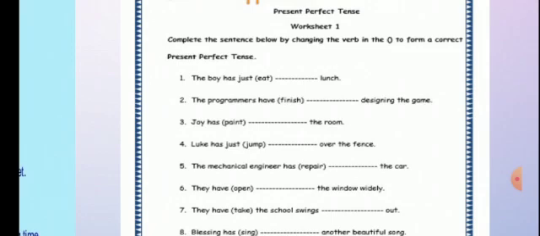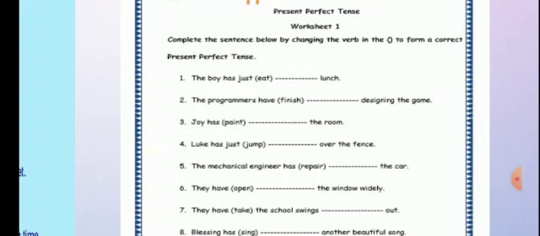Eat is the verb. So the past participle of the verb eat is eaten. Similarly, second one, the programmers have finished designing the game. The past participle of finish is finished. Third one, Joy has painted the room, right? So there you have to see paint, right? Paint, past participle is painted.